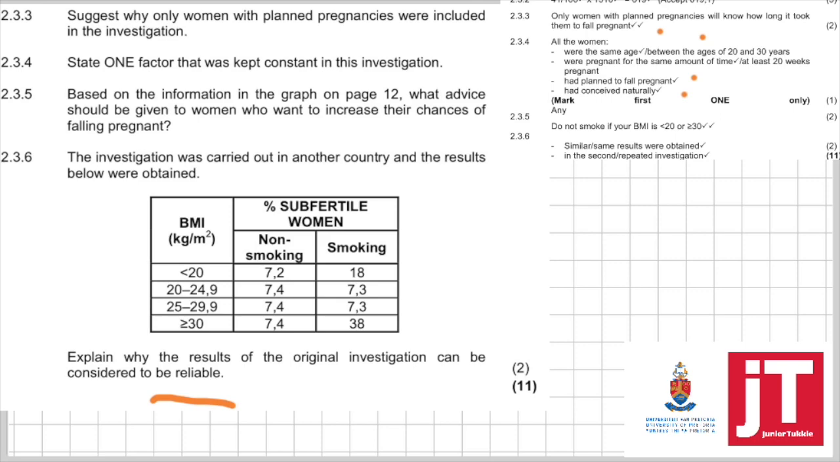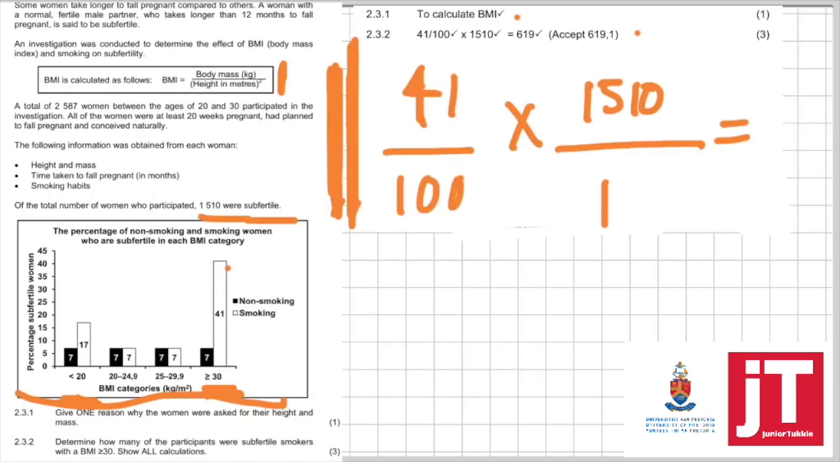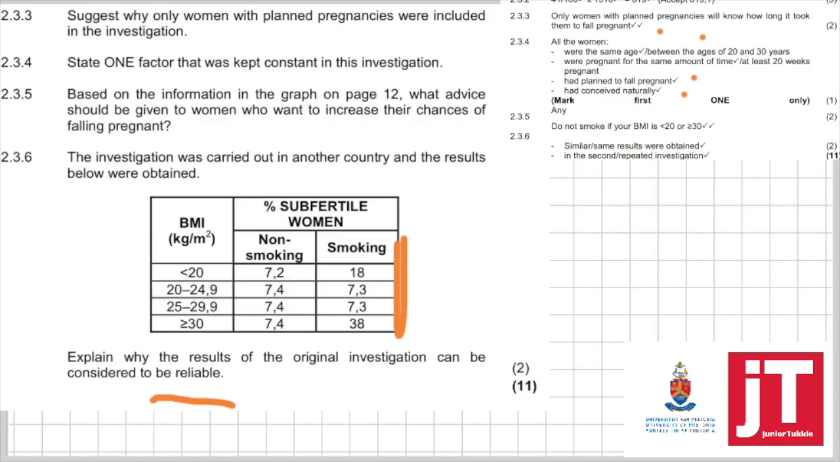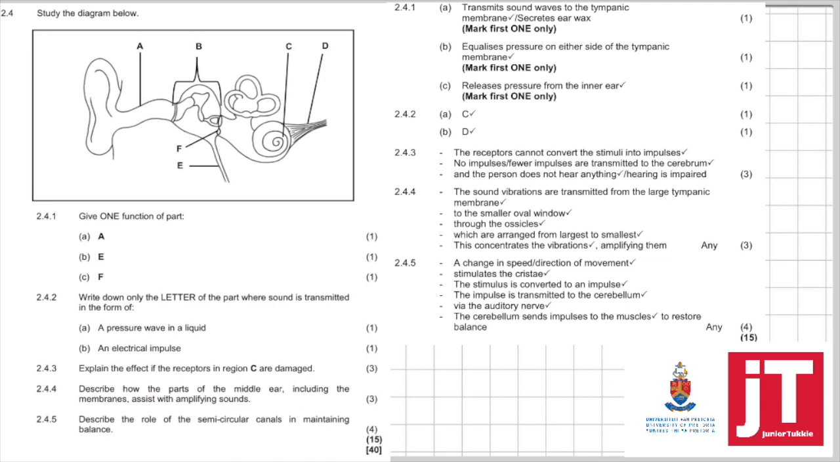If you look, we have very similar results from the first and the second investigation. The results are almost very, very similar. And why is it reliable? Most importantly, I would have gone for that the second was a repeated investigation, so that's why it increases reliability. Okay, so next one. That was a nice question.